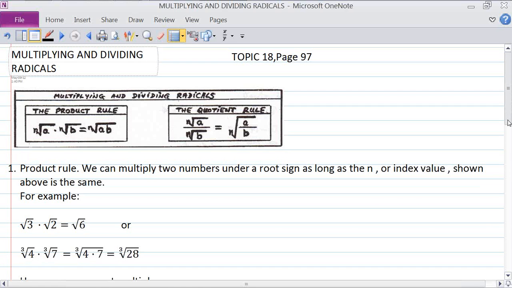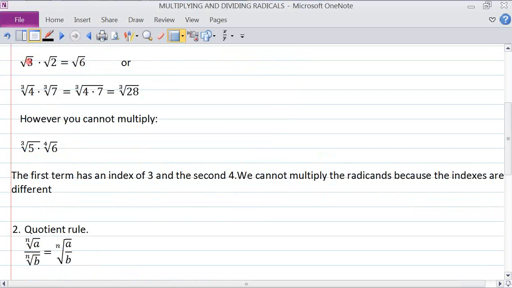So what's an example of that? Well, if we have the square root of 3 and the square root of 2, we can multiply the 3 times the 2 and get the square root of 6. If we've got the cube root of 4 times the cube root of 7, you can take the cube root of 4 times 7, and you get the cube root of 28.